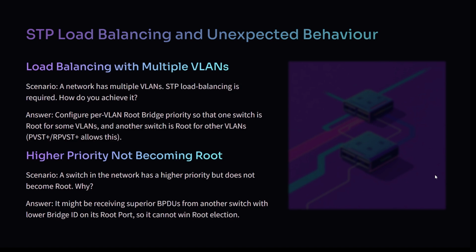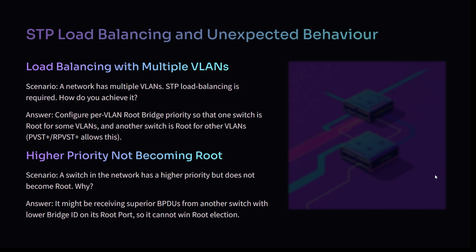STP load balancing and unexpected behavior. Load balancing with multiple VLANs. Scenario: a network has multiple VLANs. STP load balancing is required. How do you achieve it? Answer: configure per-VLAN root bridge priority so that one switch is root for some VLANs and another switch is root for other VLANs. PVST+/RPVST+ allows this.